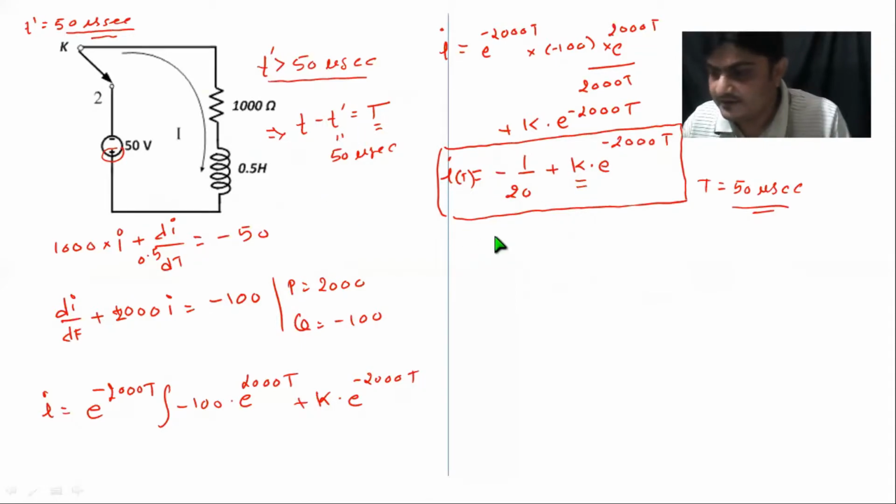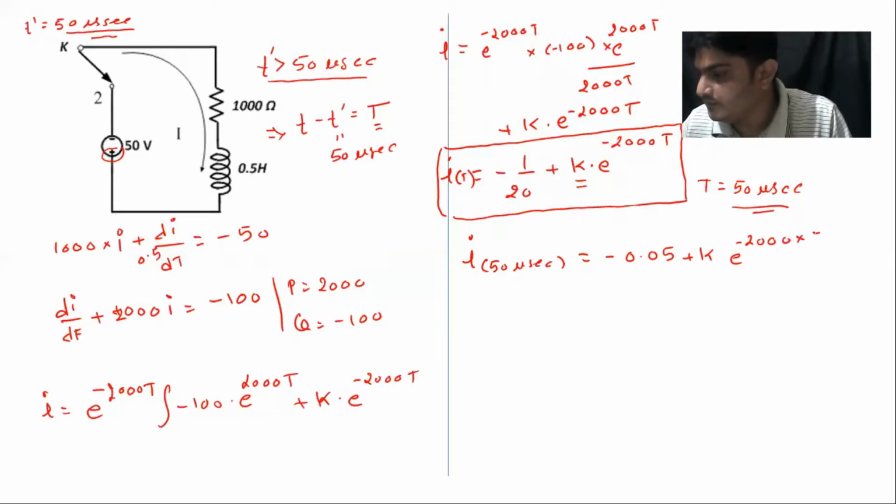So I have to write down my current I equal to the value of current at what time interval? 50 microseconds. I have to put it here. The value of current at 50 microseconds is equal to minus 1 by 20, so that is minus 0.05, plus k into e raised to minus 2000 into 50 microseconds. Remember? So let us say I have to calculate I at 50 microseconds.